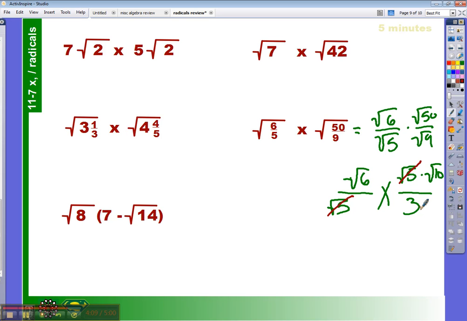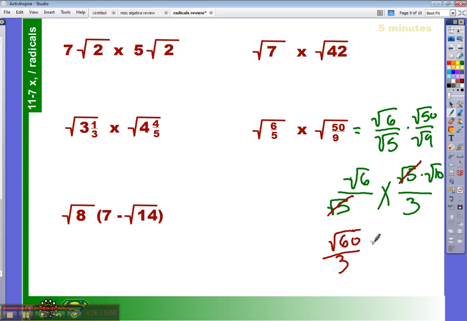Square root of 6 and 3, well, they don't have any similar terms. Wait, I have a question. I'll address it in a moment. Square root of 6 times the square root of 10? Square root of 60. So we have the square root of 60 over 3.